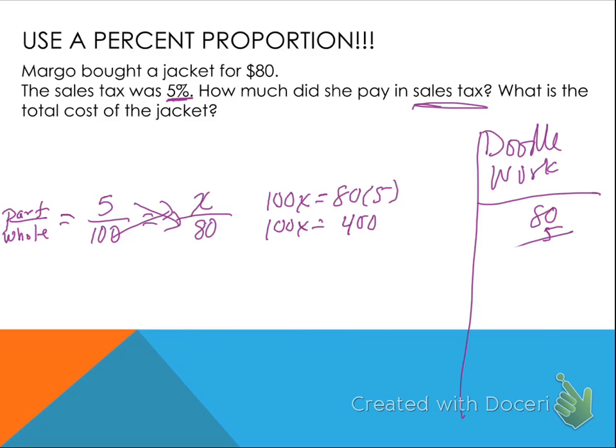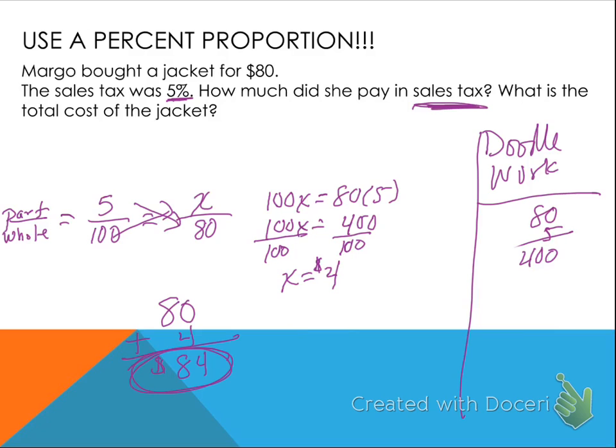Let me fix my work there. It looks a little sloppy. And then I'm going to divide by 100, which I know that 400 divided by 100 is 4. So that means that the sales tax is $4. So in order to find the total cost of the jacket, she's going to pay the $80. That's the total cost of the jacket plus $4 in sales tax. So that means that what she's going to spend for the cost of the jacket is a total of $84.